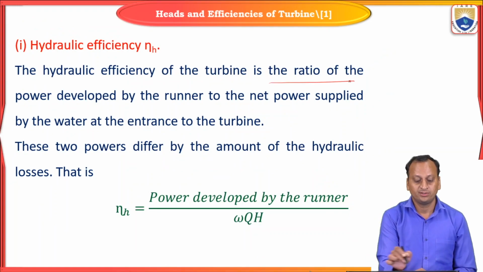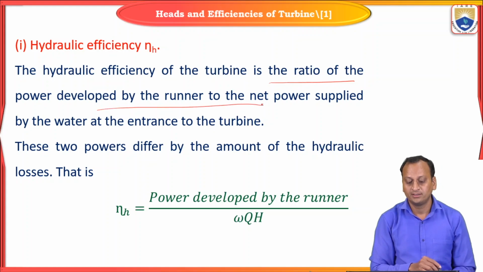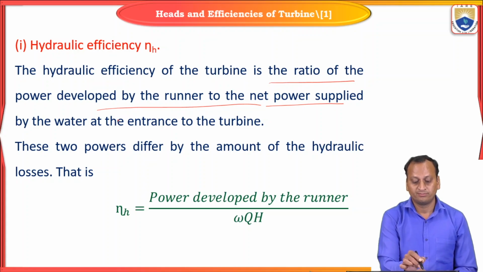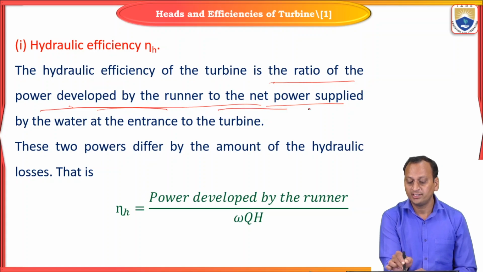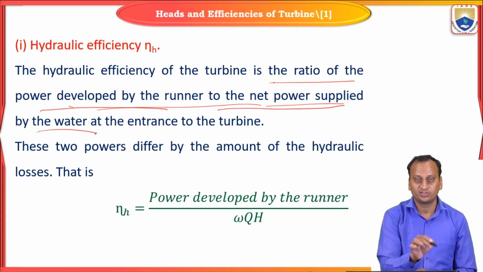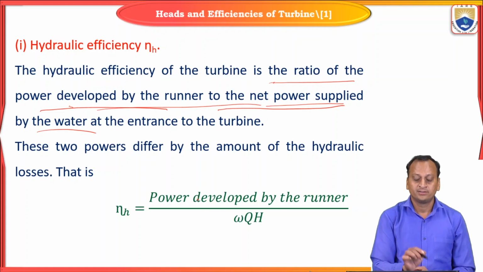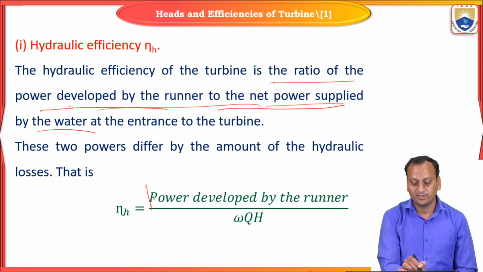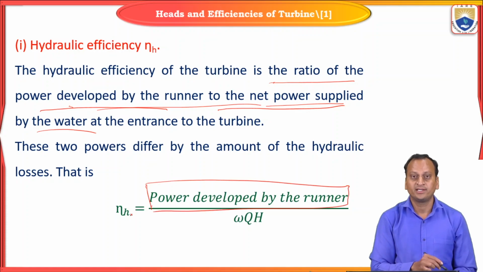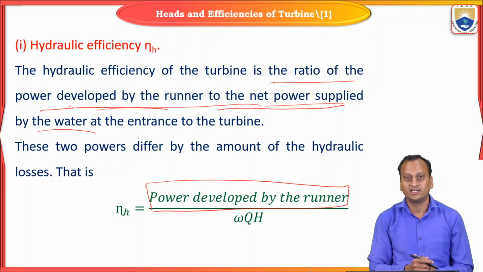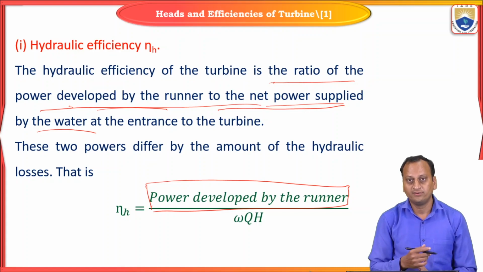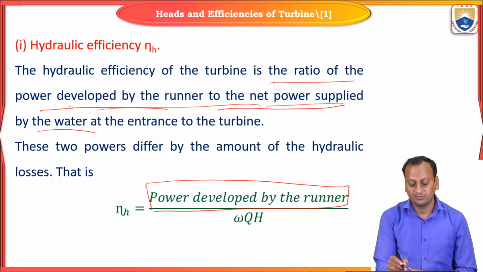So that is the ratio of the power developed by the runner and the power given to the turbine. The ratio of the power developed by the runner to the net power supplied by the water. So we have to estimate the power developed by the runner, that is, the work done by the turbine.